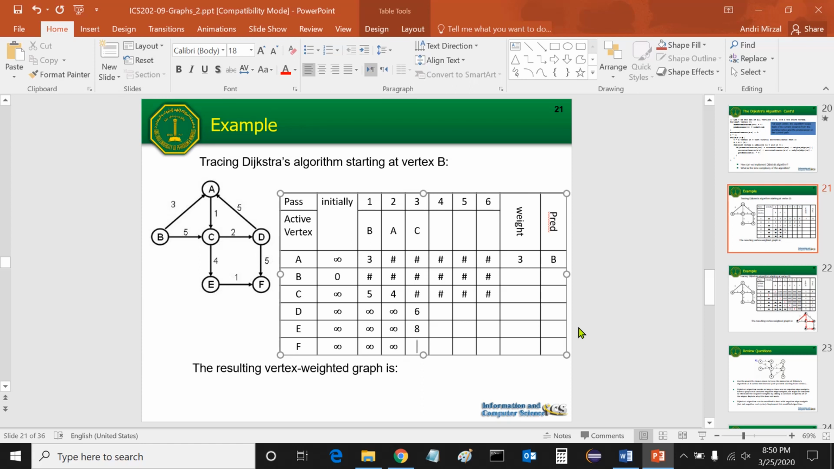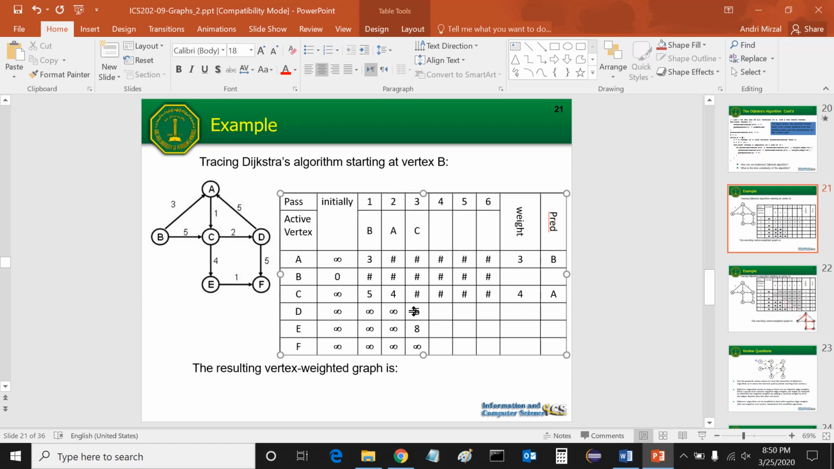We cannot go to F from C. That's why this one is still infinity. Okay. Now look at this, everyone. Now we are in C, right? We know that the predecessor of C will be A, right? Because we travel to C through A. That's why we can define the predecessor for C to be A. Then the way from the starting vertex B to C will be 3 plus 1. That will be 4. Okay.